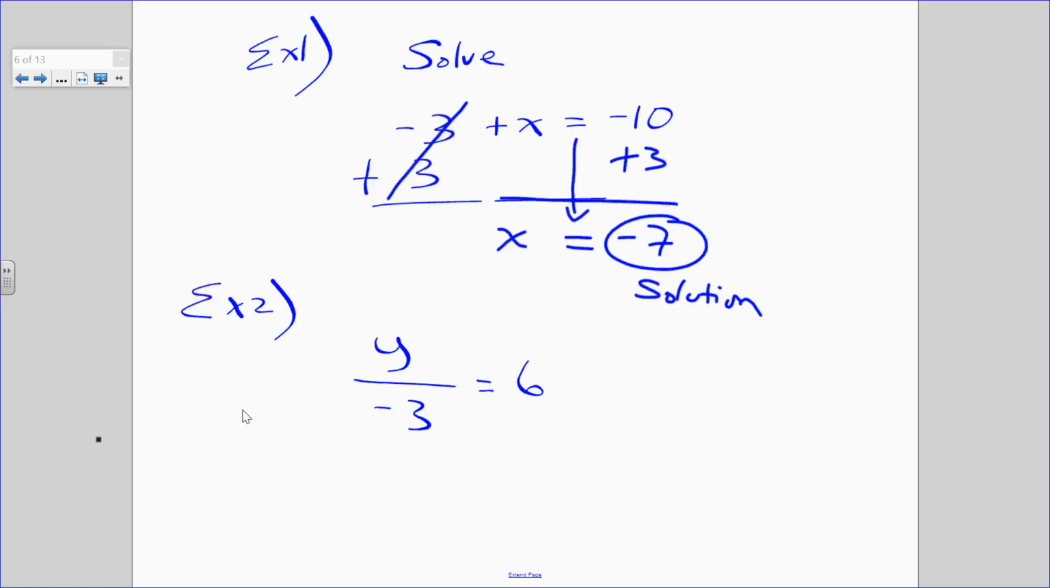Multiplication. So look what I'm going to do now, you guys. To get rid of the -3, I'm going to do the opposite of division, which is multiplication. But whatever I do to one side, I've got to do the other. I'll multiply the left side by -3, and I'll multiply the right side by -3. I use a multiplication symbol; I can do a dot or a parenthesis. And bring down the equal sign.